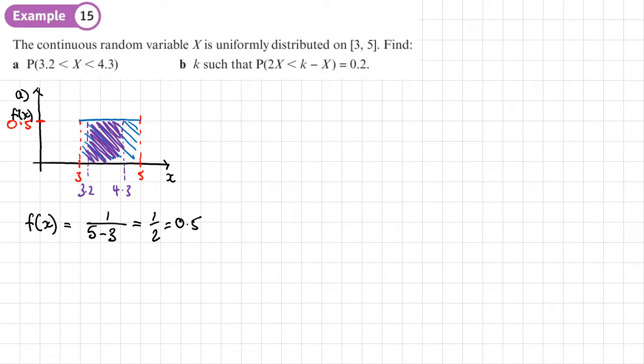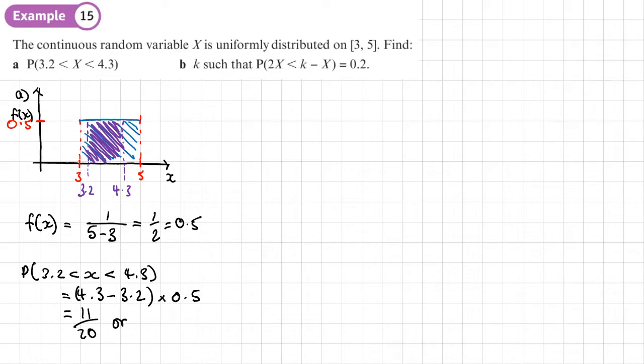So the area of that part that I've shaded purple is going to give me the answer to my question. So the probability that x is between 3.2 and 4.3 is going to be that area, which is its width, which is 4.3 minus 3.2, times its height, which is 0.5. And that gives 11 over 20. Or we could give our answer as a decimal because it comes out as exactly 0.55.